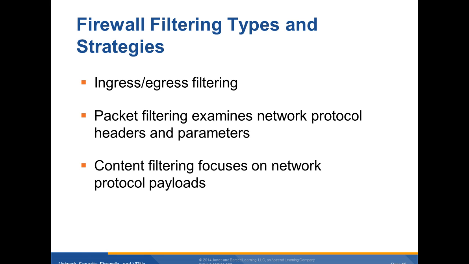Content filtering focuses on network protocol payloads. It intercepts and investigates packet content before it enters or leaves the network. It concentrates on domain names, URLs, file names, and extensions. It administratively blocks unauthorized download resources and websites, and operates at the higher OSI protocol layers.